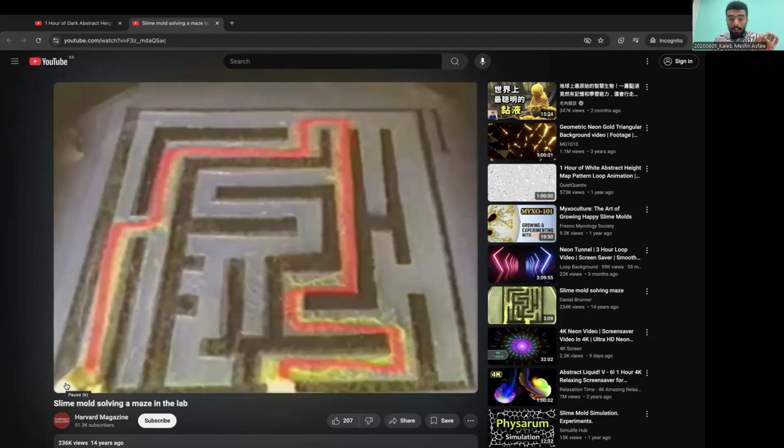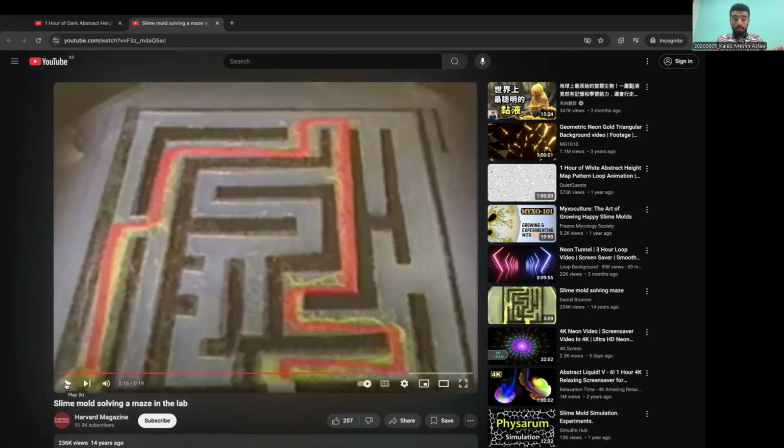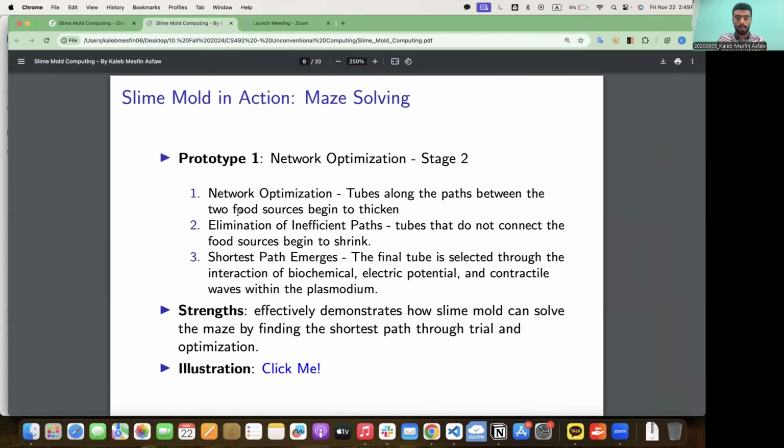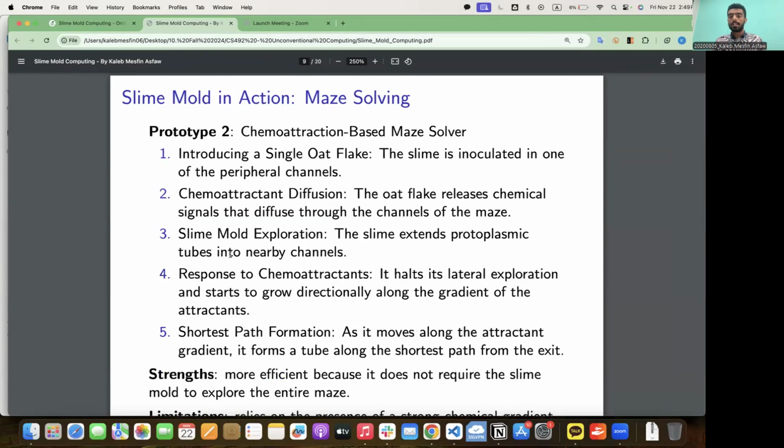Then after it connects the two routes, its cytoplasmic fluid between these two paths thickens and the others collapse. As you can see, now there is no slime mold anymore in the other paths. So this is the solution, which is executed by the slime mold to solve the maze. Okay, now let's see the second mechanism where slime mold solves maze.